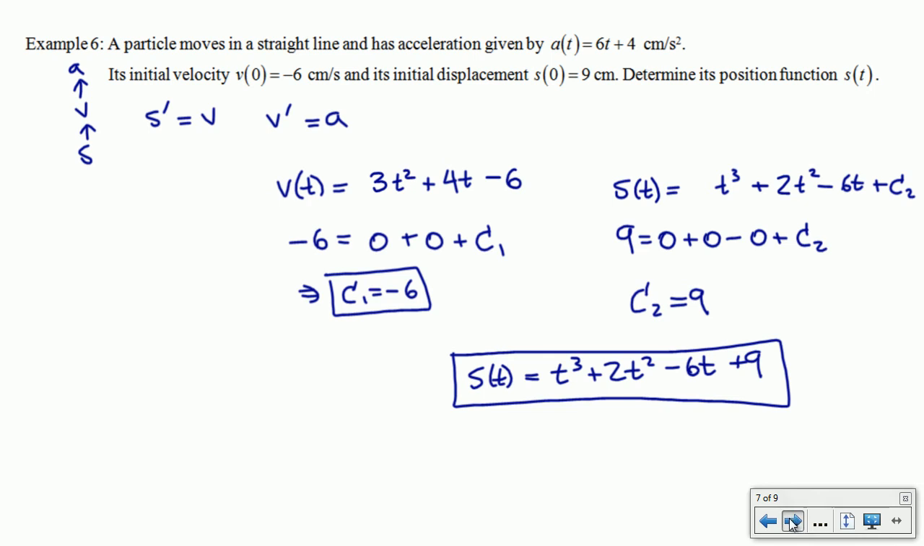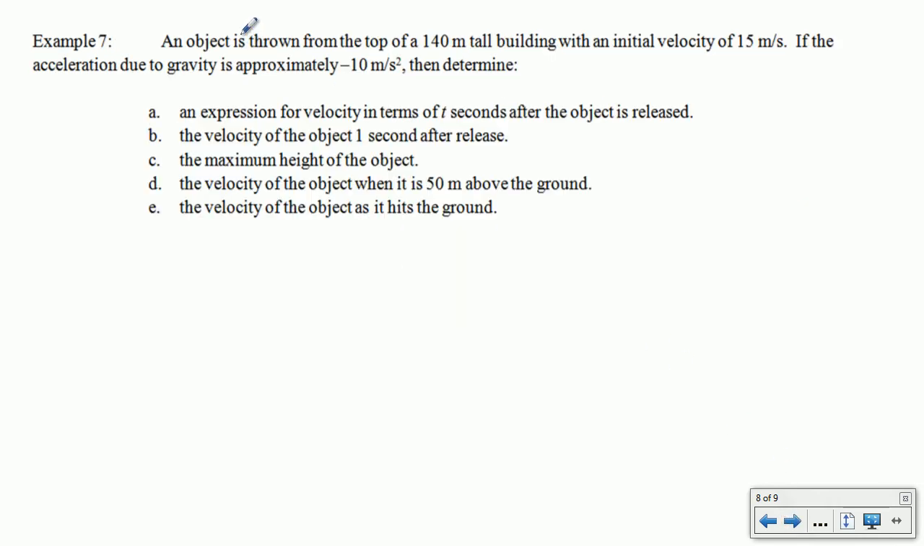And now on to our final example of the day. In example number 7, an object is thrown from the top of a 140 meter tall building with an initial velocity of 15 meters per second, maybe assume up. If the acceleration due to gravity is approximately negative 10 meters per second squared, then determine the following. So first we need to determine an expression for velocity. So to start, the acceleration is negative 10 for all of time. That's constant, at least while it's in the air. And where did this derivative come from?